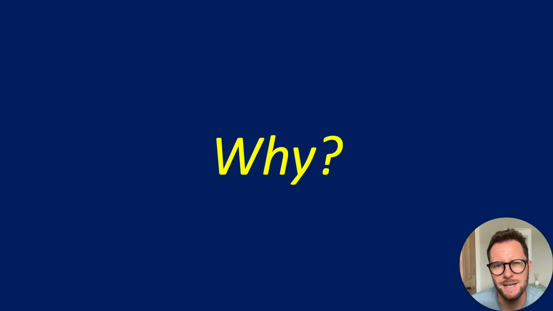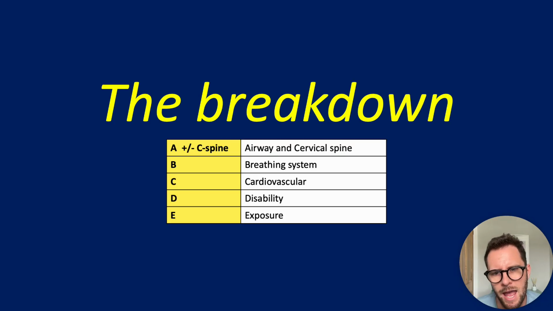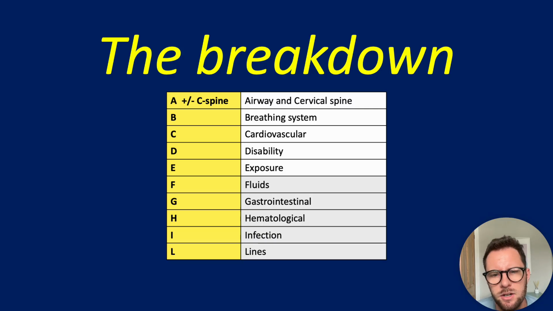So why do we perform an ABCDE assessment? It's to quickly identify and treat life-threatening conditions in order of priority. This structured approach ensures no step is missed, allowing rapid assessment, stabilisation, facilitation and communication between staff in time-critical situations. The basic assessment involves airway and cervical spine mobilisation, breathing, circulation, disability and exposure, but this can be extended to additional factors. These additional factors include fluid, gastrointestinal, hematological, infection and line assessments.